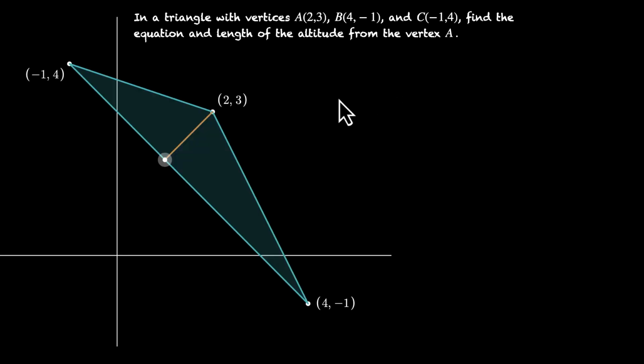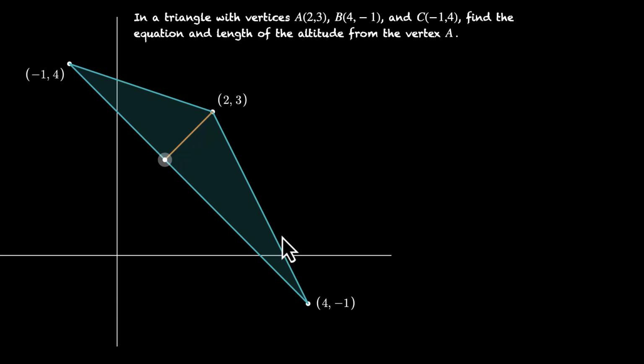Let's draw the figure. We have the x-axis, the y-axis, these are the points. (2, 3), that's vertex A. Then B is (4, -1) and C is (-1, 4). So in this triangle, we are asked to find the equation and length of the altitude from the vertex A. Altitude means perpendicular. So this means this line is perpendicular to the base. So we need to figure out the equation of this line and the length of this line.